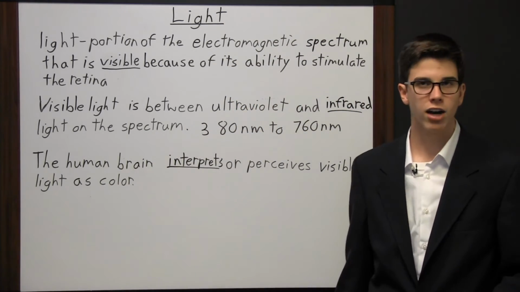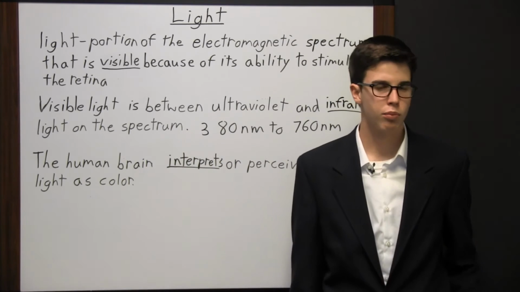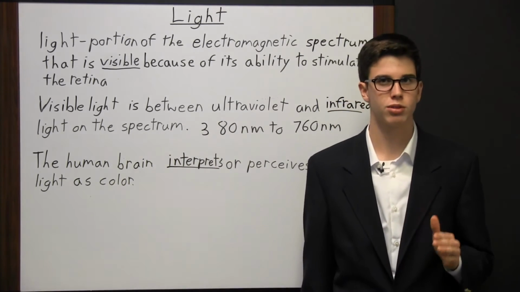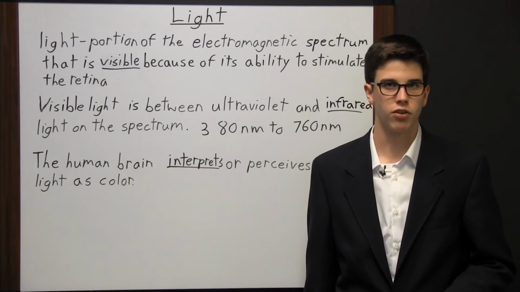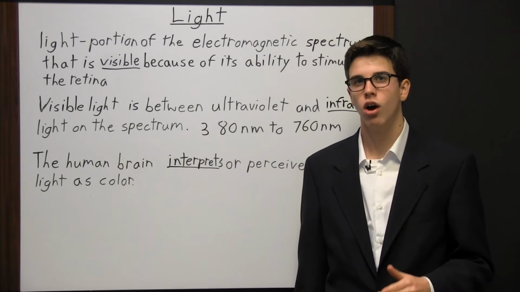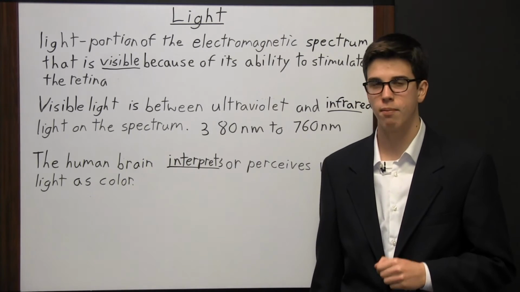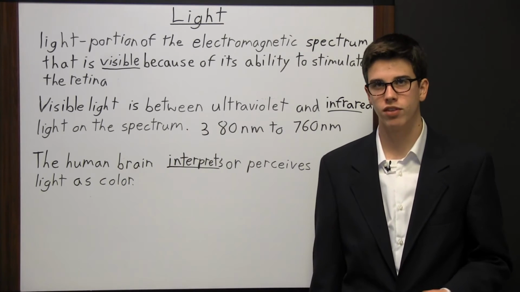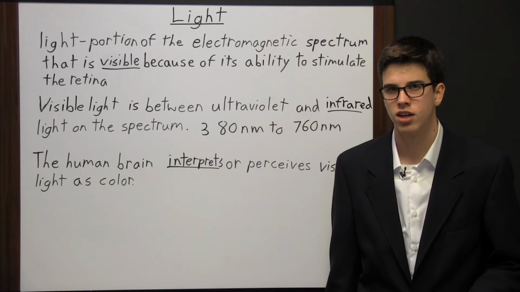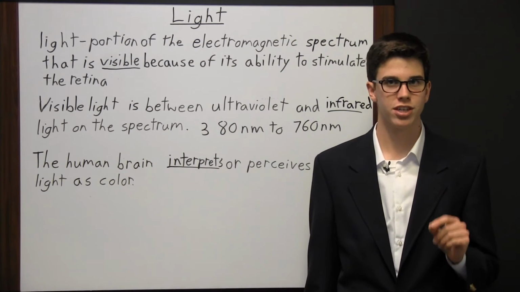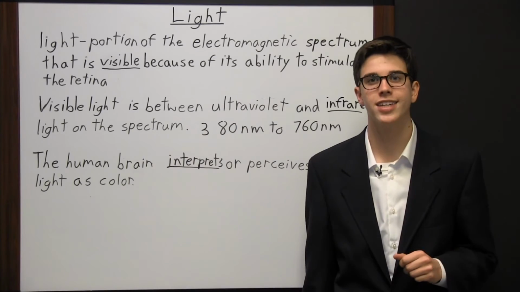For example, when the entire wavelength reaches the retina, the brain perceives the color white. Now, when no part of the wavelength reaches the retina, the brain perceives the color black. Atoms and molecules can gain or lose energy only in particular discrete amounts. Therefore, they can absorb and emit light only at wavelengths that correspond to these amounts. So, using a process known as spectroscopy, these characteristic wavelengths can be used to identify substances.